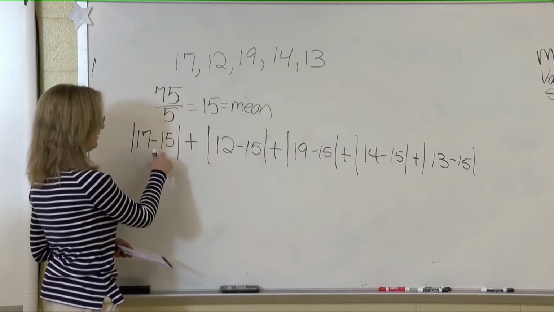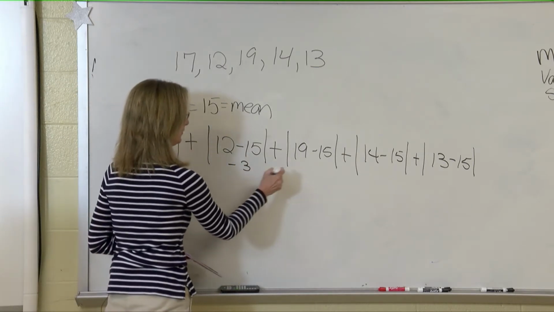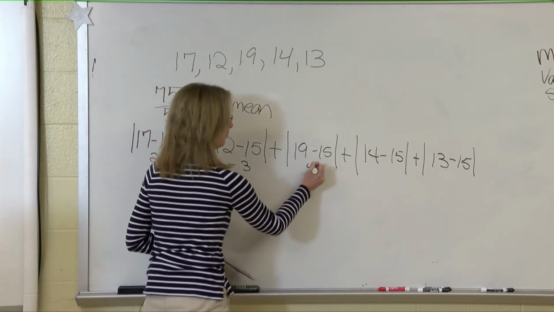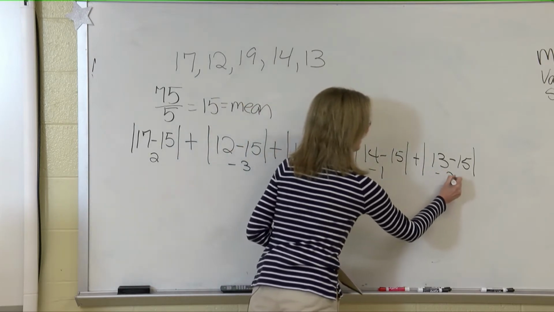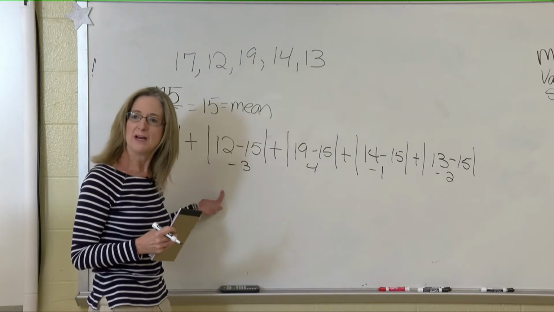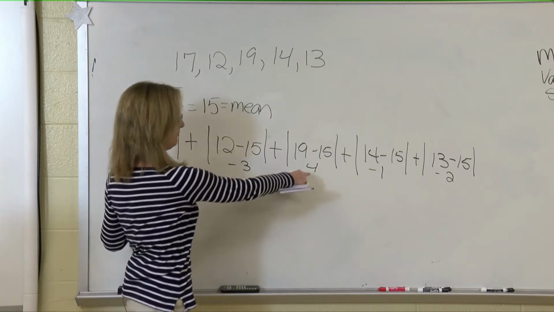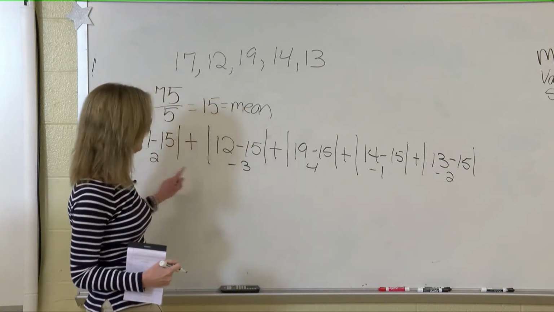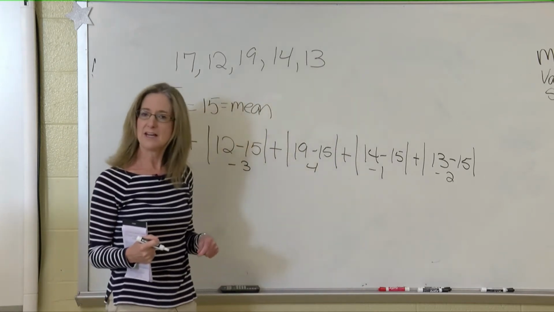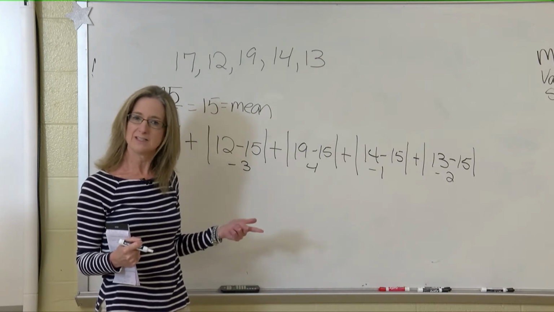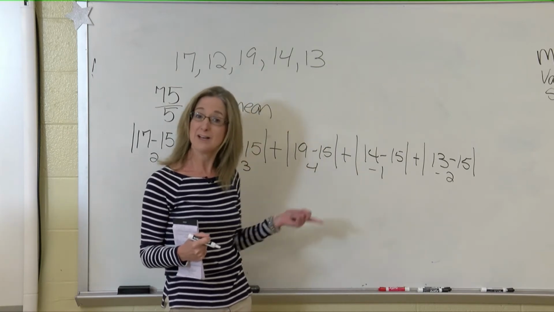What is 17 minus 15? 2. What is 12 minus 15? Negative 3. 19 minus 15 is 4. 14 minus 15 is negative 1. 13 minus 15 is negative 2. To make sure I'm doing my math correctly, these should all add up to 0. 2 and 4, those are my positive numbers, that's 6. Negative 3, negative 1, negative 2, that's negative 6. So yes, that will be 0. They cancel each other out. Positive 6, negative 6. That gives me 0, so I know I did it correctly.